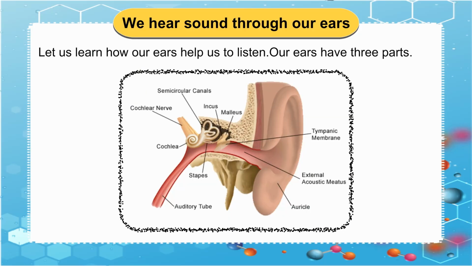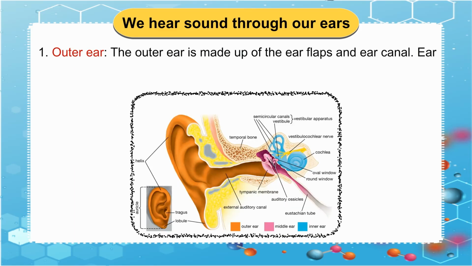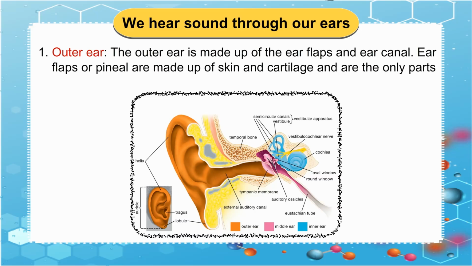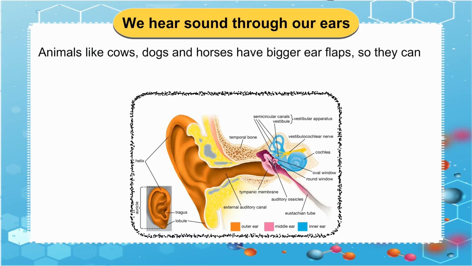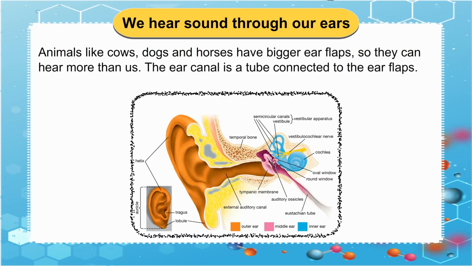Let us learn how our ears help us to listen. Our ears have three parts. 1. Outer ear. The outer ear is made up of the ear flaps and ear canal. Ear flaps or pinna are made up of skin and cartilage and are the only parts visible. The pinna collects the sound and transfers it to the ear canal. Animals like cows, dogs and horses have bigger ear flaps, so they can hear more than us.